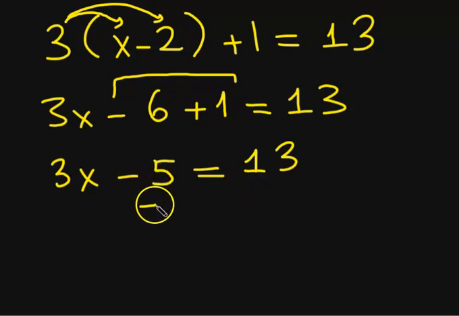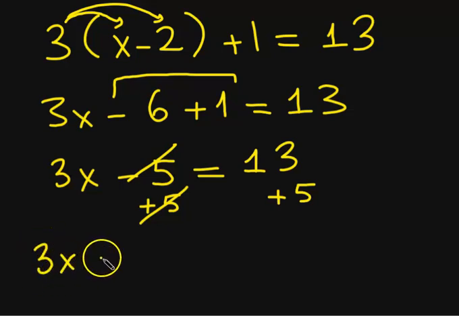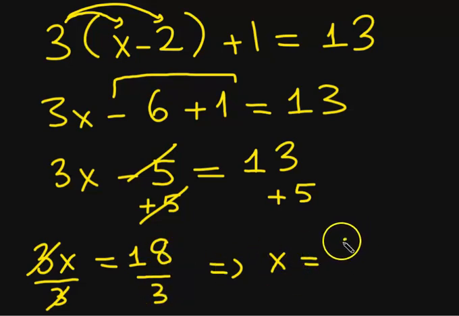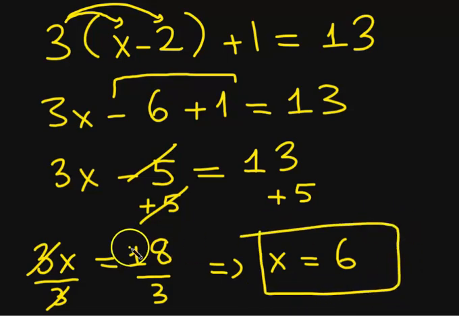Next step will be adding 5 to both sides to get rid of minus 5. So I have 3x on the left side, and on the right side I have 13 plus 5, which is going to be 18. So now I have 3 times x equals 18. So divide both sides by 3. On the left side, the 3's are gone. So I have only x on the left side. And on the right side, I have 18 divided by 3, which is 6. So x equals 6.